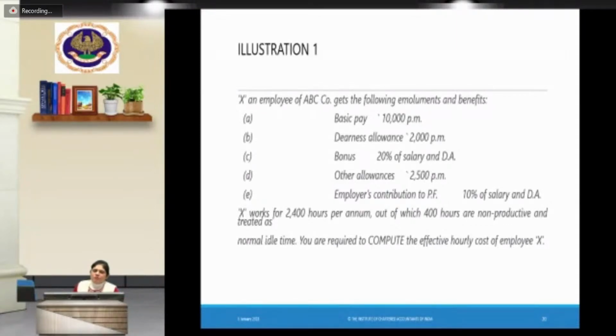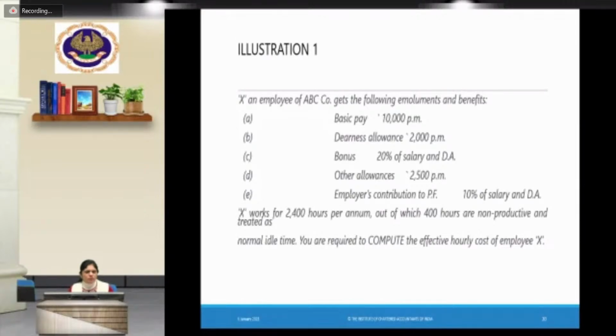So it's an employee of a company, and we are paying a part of the wages and salary structure and the benefits. So we have the basic pay, we have the DA allowance, which is generally paid to compensate the cost of inflation. The bonus, other allowances, employer's contribution to PF, 10% of salary and DA. So this is the employer's contribution. X works for 24 hours per annum, out of which 400 hours are non-productive and treated as normal idle time. So 400 hours are normal idle time.